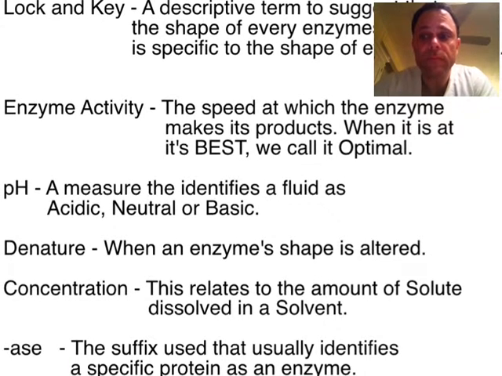Now, enzyme activity. That's the speed at which the enzyme makes its products. When it is at its best, we call it optimal or optimum rate. We have pH. pH is a measure that identifies a fluid as acidic, neutral, or basic. Denature: when an enzyme shape is altered. When it's altered, the enzyme will not work. It's optimum.